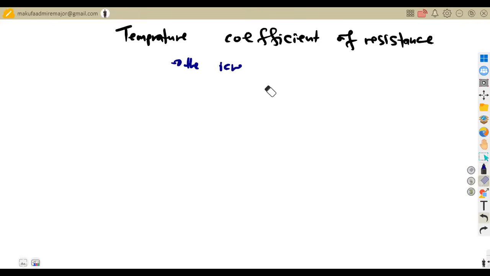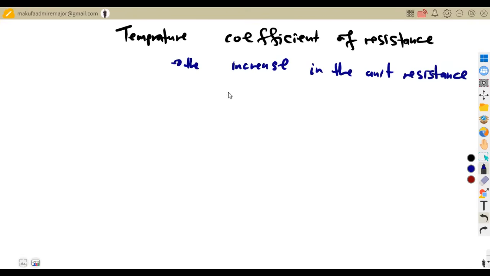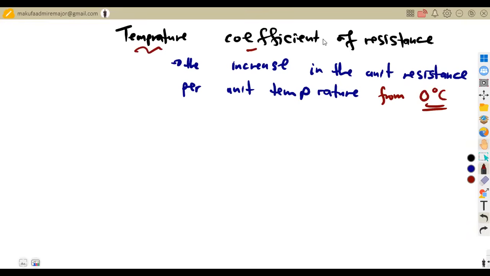Let us have it this way so that we can understand the basic part. The increase in the unit resistance per unit temperature. Take note, this is taken from 0 degrees Celsius. So that is what we refer to as the temperature coefficient of resistance.